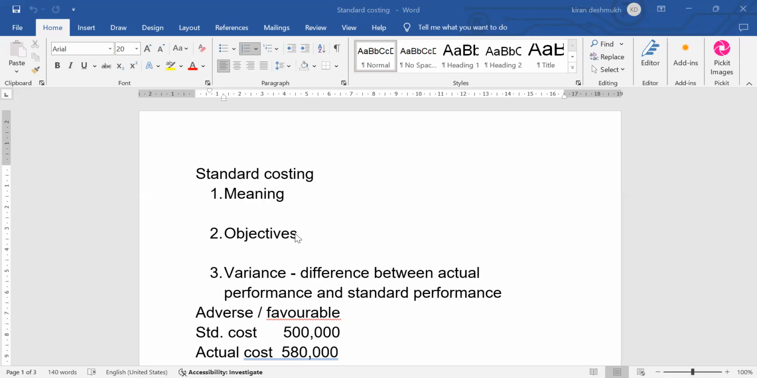So why is it done? Because majorly it is one of the job costing techniques. Standard costing is considered to be one of the techniques of job costing. Then the next part is about the variance.